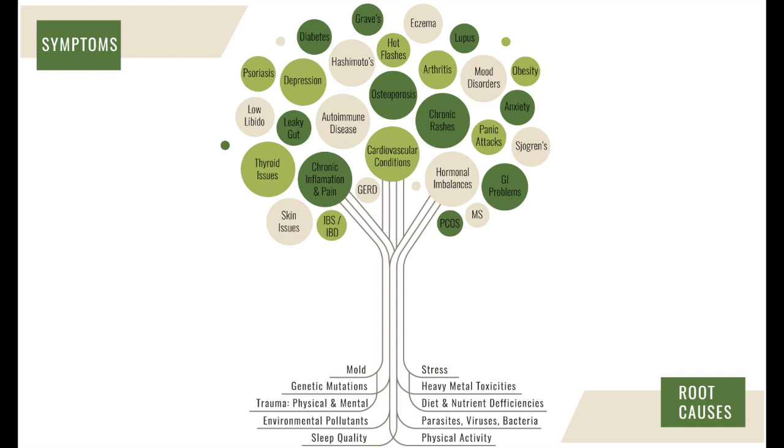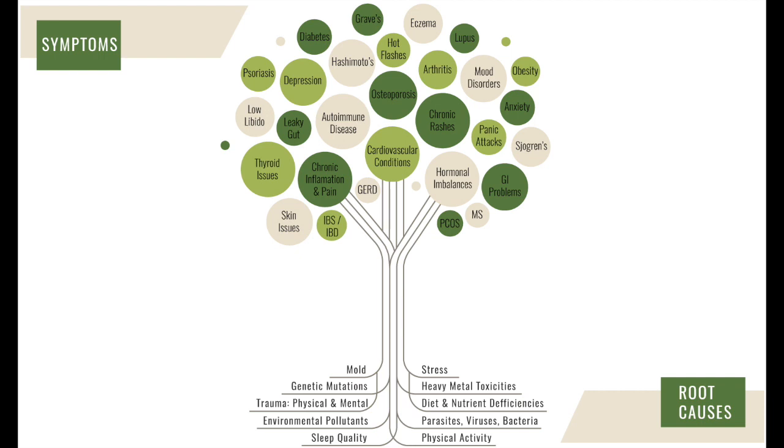If you look at the leaves of the tree, you can see different symptoms and diseases: Hashimoto's, osteoporosis, skin issues, mood disorders, psoriasis, eczema, GI problems, hormonal imbalances, PCOS, reflux, GERD. All of those are symptoms of underlying root causes. If you look at the root structure of the tree, you'll see a lot of common root causes there. And these are the things that we like to investigate and evaluate.